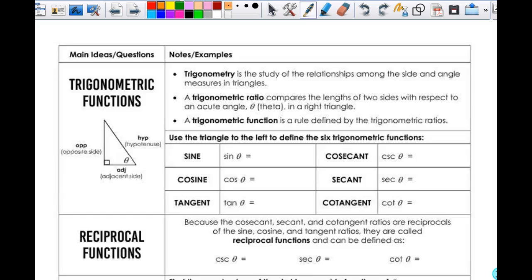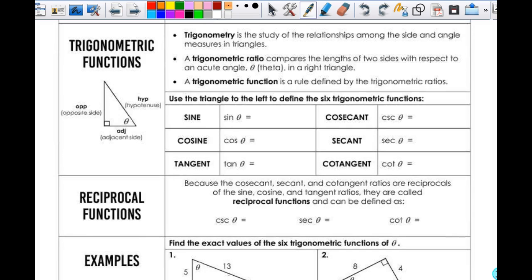So, trig functions. Trig is introduced to you in geometry. Trigonometry literally means triangle measure in the Greek words. And so trigonometry is the study of the relationships among the side and angle measures in triangles.